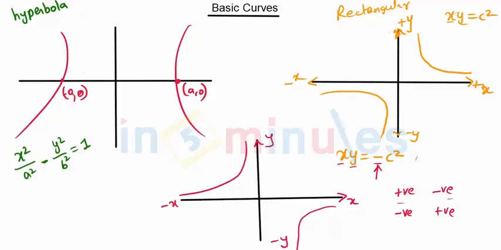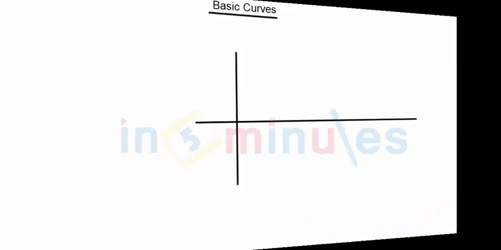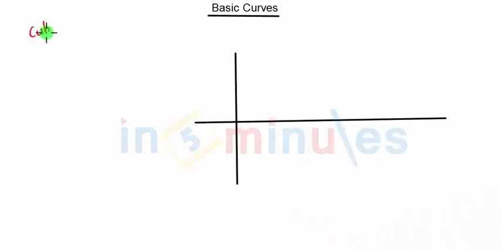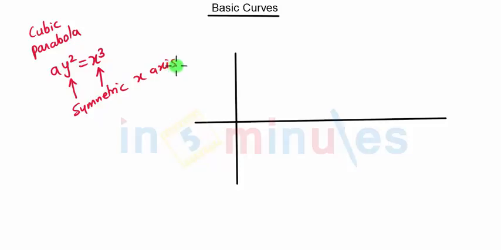Then we have the other Cartesian curves. First is cubic parabola. We know what is cubic parabola. The equation is ay square equal to x cube. So equation is quadratic in one variable and it is cubic in x. Whenever we have this equation, these equations are symmetric about x-axis. Okay. So this curve will be symmetric about x-axis and the cubic parabola is something like this. Okay, so this is our cubic parabola.